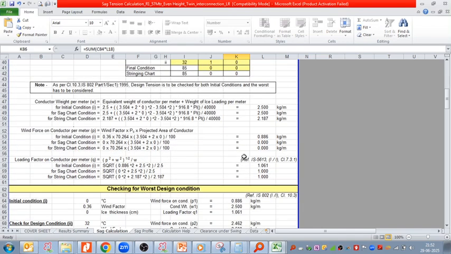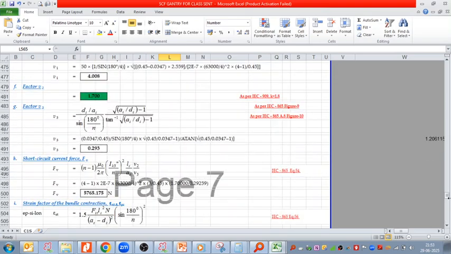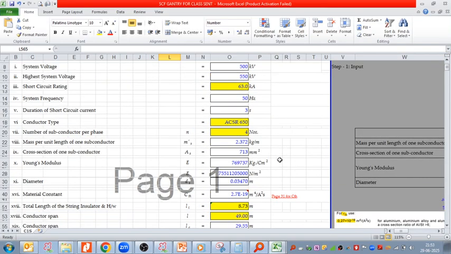Understood, sir. Yeah, I'm not denying you. This is also one way. You can go first, calculate the final tension, then take this tension value and put it here in the calculations. So I agree with you, that also we can do.